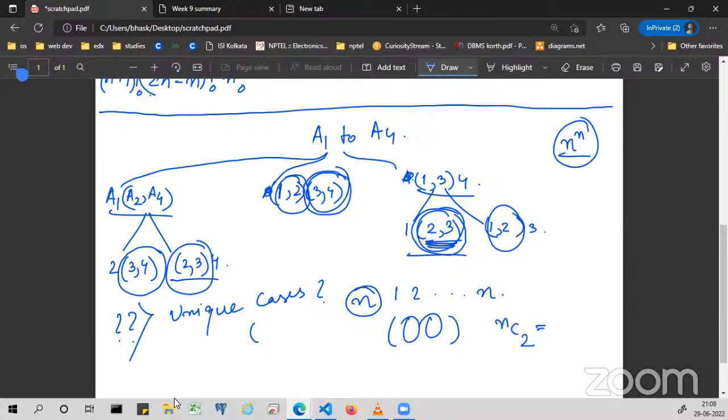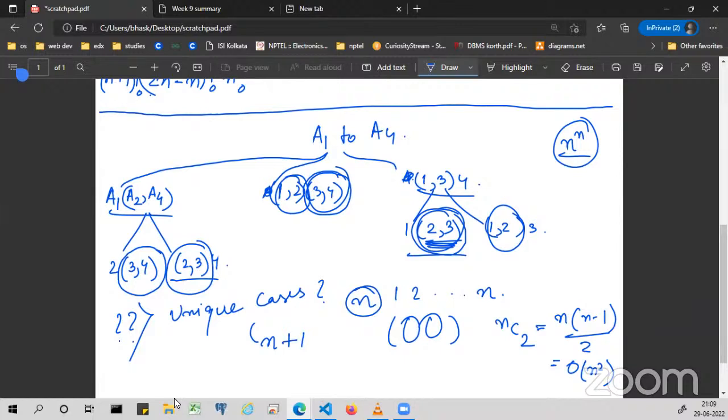What is n choose 2? N into n minus 1 by 2. What is that? N square. This is not the exact number, I'm warning. This is not the exact number of unique cases for matrices. Actually, the unique cases are calculated in a different way. It's basically n plus 1, n, n minus 1, n minus 2, n minus 3, like that. But let's not go into those things. I don't think those things are required.